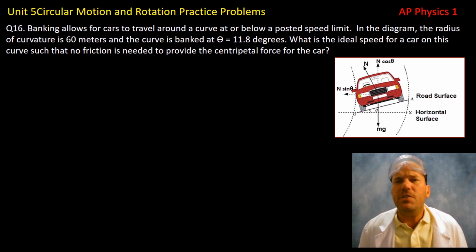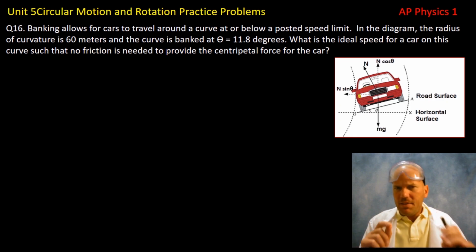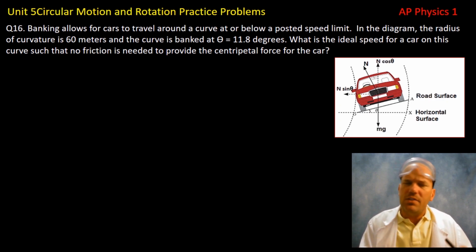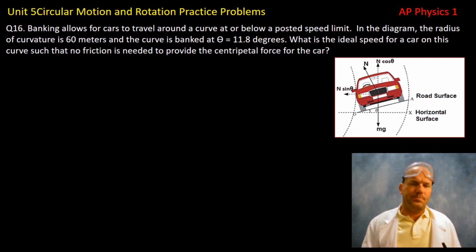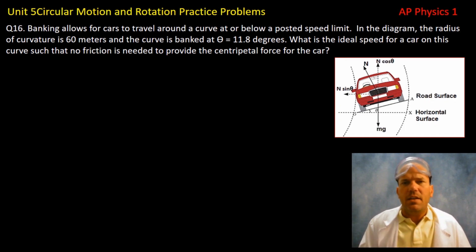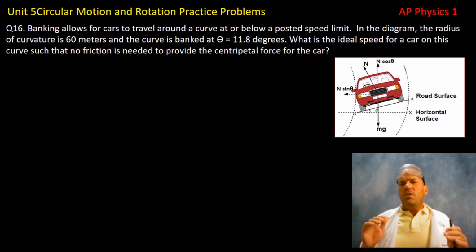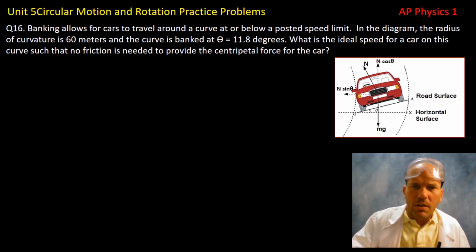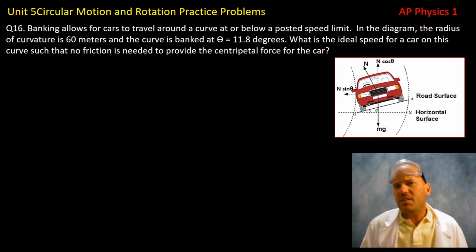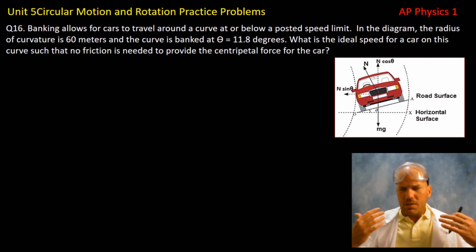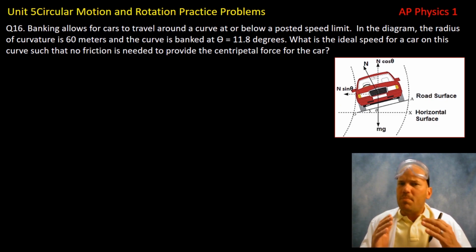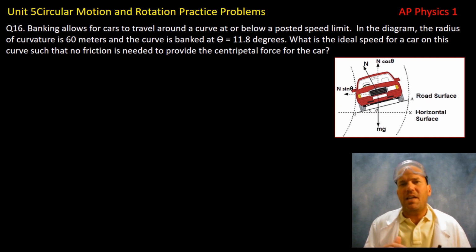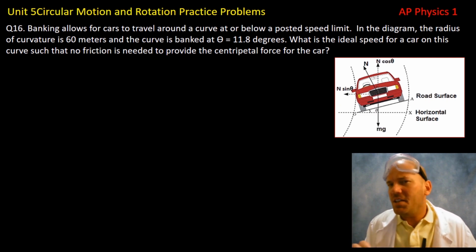What is the ideal speed on this curve for the car such that no friction is needed to provide centripetal force for the car? In other words, at this exact speed, a vehicle could take this turn on a frictionless surface, like a sheet of pure ice, mu equals 0. But the vehicle must have this exact speed for these exact conditions.